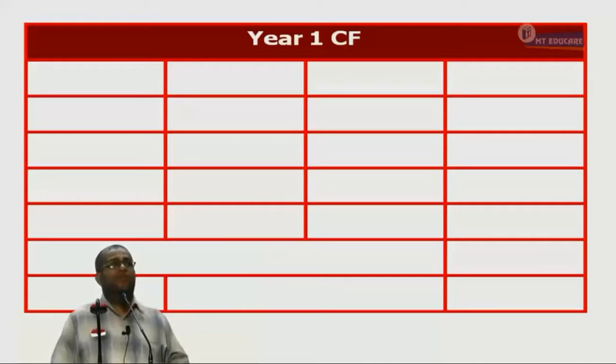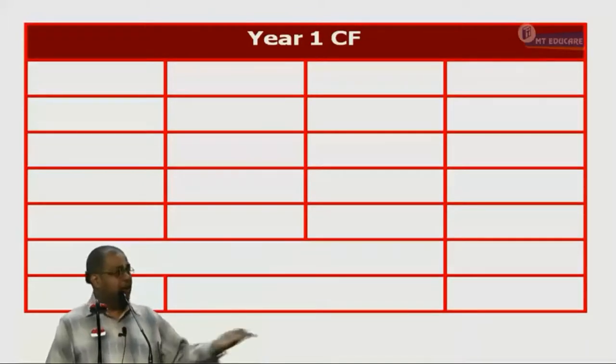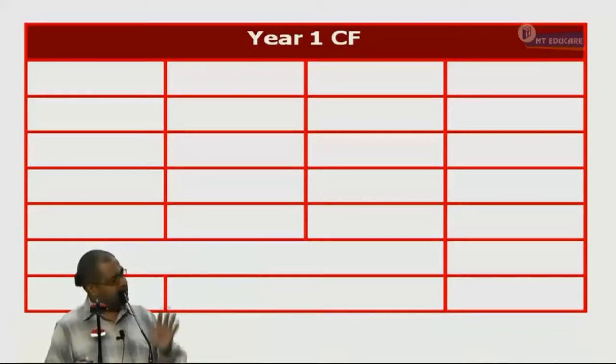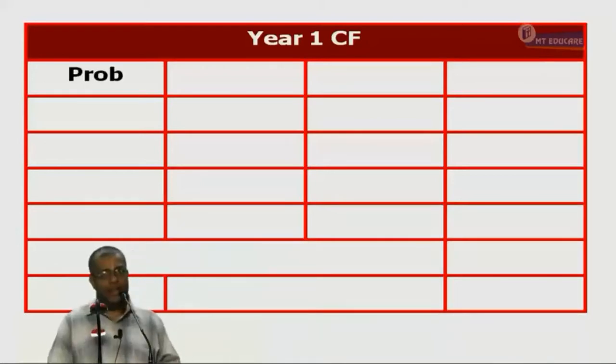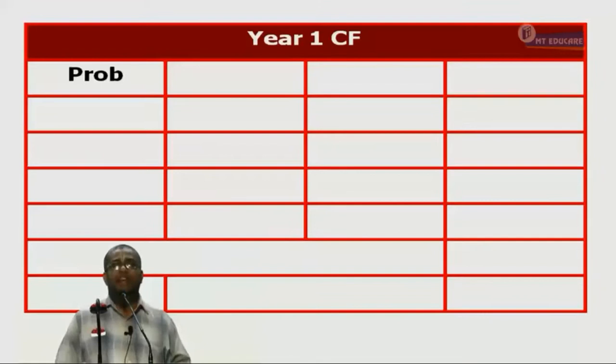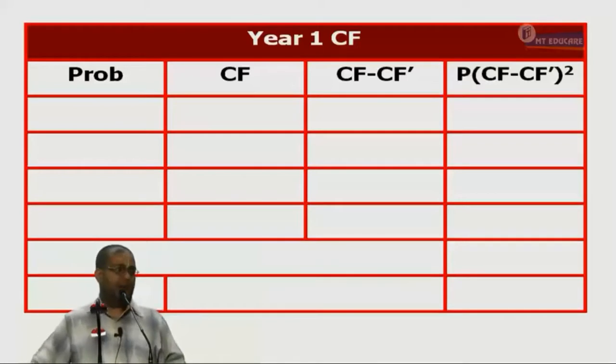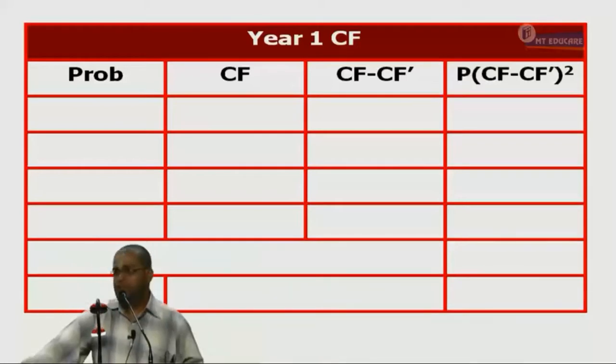Before that, tell me what is the formula for standard deviation? Square root of sigma p into x minus x bar the whole square. With probability, we discussed this in the portfolio theory, same formula. First column is probability, second column is cash flow, third column is cash flow minus cash flow bar, that is cash flow minus average cash flow. Fourth column is P into cash flow minus cash flow bar the whole square. I think you are able to understand or not?